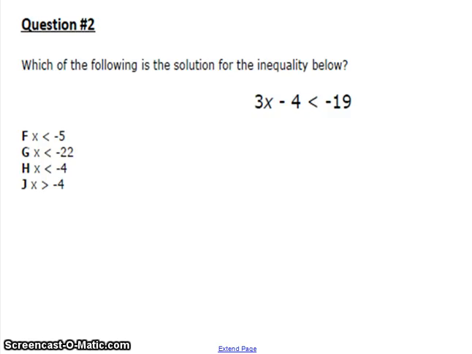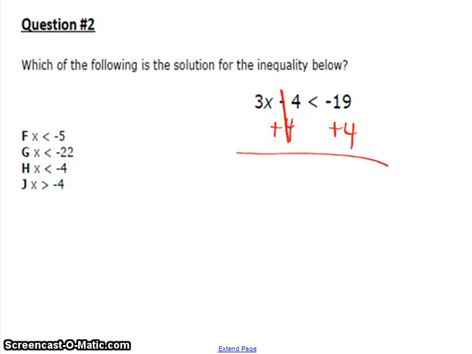Okay, question number 2 states, which of the following is the solution for the inequality below? This time they just give us the inequality, and the inequality is solved just like an equation, except we have an inequality symbol instead of an equal sign. So again, I'm going to take care of the tag-along number, the number that is with my 3x. It is a negative 4, so to cancel it out, I'm going to add 4 to both sides of the equation. Always remember, what you do to one side, you have to do to the other.